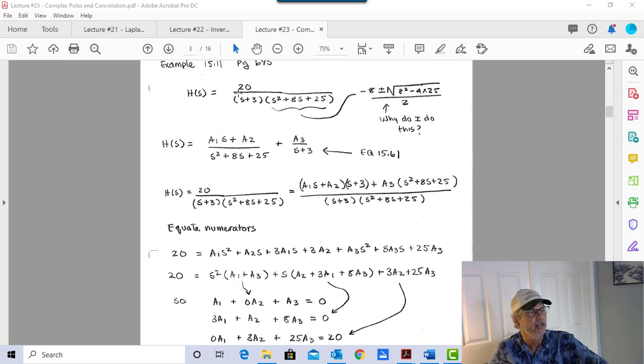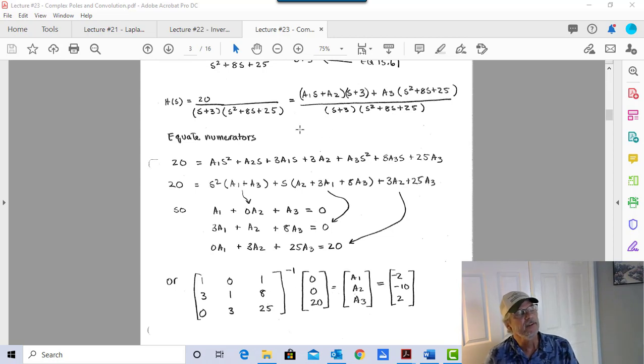And here it is. Here's my 20 over s plus 3, yada, yada, yada, equals a1s plus a2 plus my a3, all this stuff. But what I do, you can see I'm putting this over a common denominator. I'm doing that so I can equate my numerators. So I got to multiply the a1s plus a2 times s plus 3, and I got to multiply a3 by the quadratic. And I do all that here. And now, with my common denominator, I can say, goodbye, denominator. I want to equate these numerators.